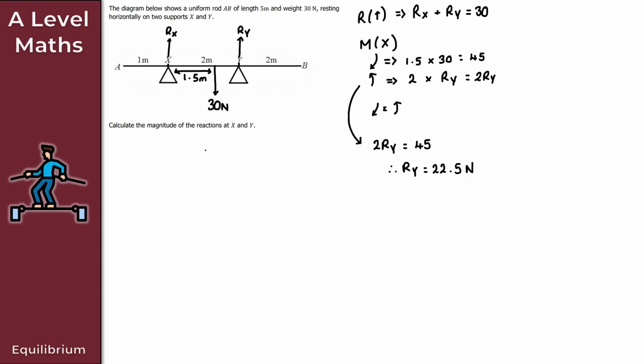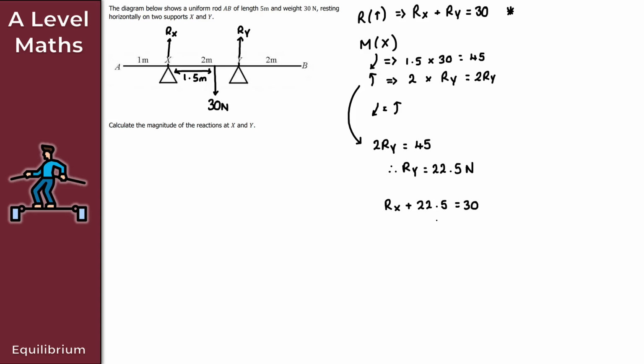Now don't forget, we do also need the magnitude of the reaction at x here. So to obtain the magnitude of the reaction at x, we just go back to the original equation and substitute Ry into this equation. So Rx plus Ry, which is 22.5, so plus 22.5 is equal to 30 here.